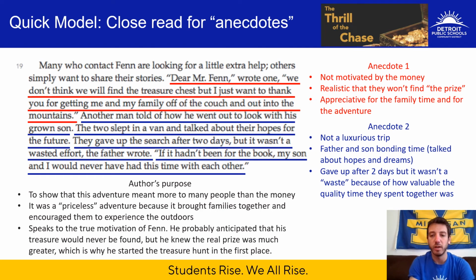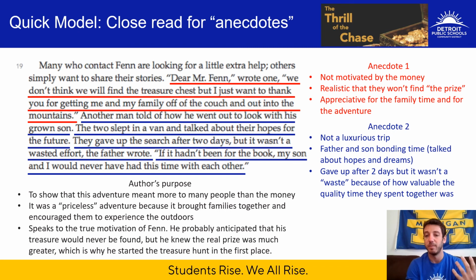But really, what it comes down to is when we hear from other people about how they felt after engaging in the treasure hunt, that confirms that what Fenn was doing actually worked, and that it was more than just an experience to try to get rich. It was actually about the beauty of the adventure, getting outdoors and spending time with people you care about. And so I think it was intentional to include these anecdotes here because they speak to the true motivation of Fenn, because if they weren't included, we would just be taking Fenn's word for it of why he started the treasure hunt in the first place.